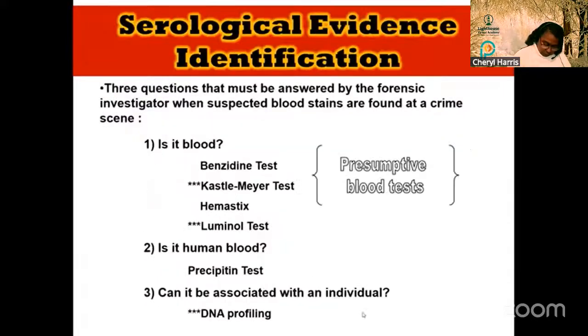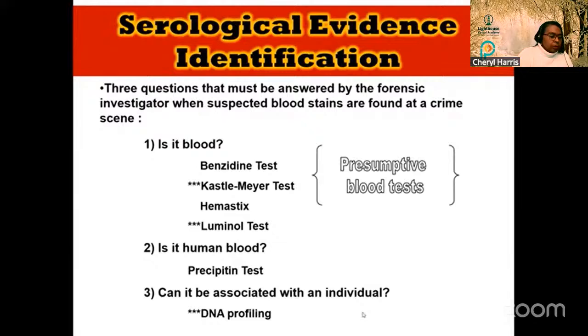All right, so there are 3 different questions that have to be answered by a forensic investigator when they're working a crime scene and they have found something that they believe could be blood. The first question a crime scene investigator is going to ask is, is this actually blood? They're not going to have time to swab that sample and send it off and wait days or weeks or months for those test results to come back. So an investigator is going to have a ready-to-go on-the-scene test that they can use to determine if something is indeed blood or not.